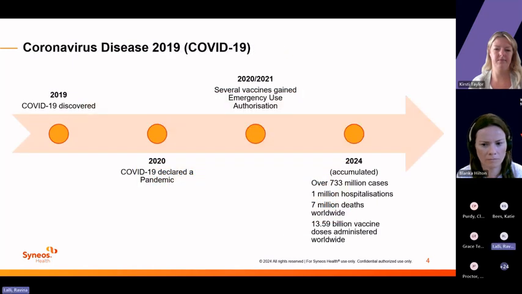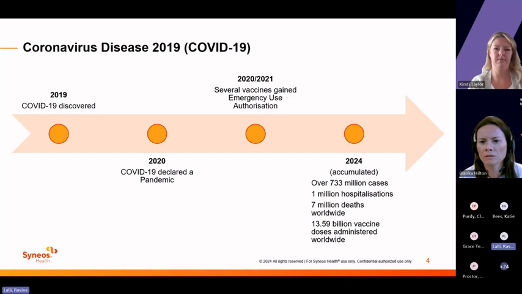So in late 2019, the most widespread coronavirus was discovered in Wuhan, China, hence termed COVID-19. Spread through human-to-human transmission caused by the virus severe acute respiratory syndrome coronavirus 2. By March 2020, COVID-19 was declared a global pandemic by the WHO. Due to the significant economic and health burdens as a result of the pandemic, several vaccines were deployed and gained emergency use authorization in late 2020 and 2021.